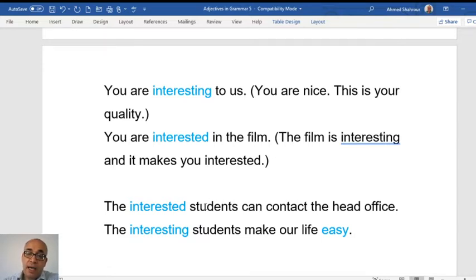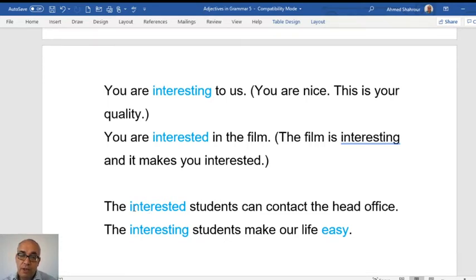So I can say the interested students and I can say the interesting students. The interested students can contact the head office. This means the students who are interested. So interested is past participle and it is an adjective.